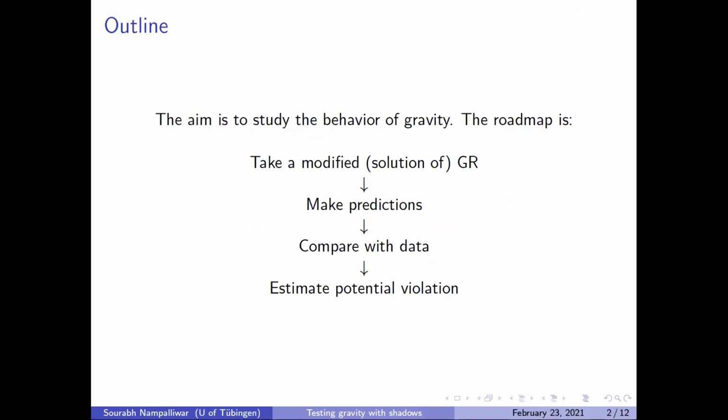The next step, once we have a modification, is to calculate observables. So, for example, if we were using gravitational waves, then we would probably calculate the waveform or the phase of the gravitational wave. And depending on the observable, the modification may or may not be testable. Next step is to compare the model you have with data and use that to estimate the potential violations of GR. More precisely, we put bounds on potential violations of GR.